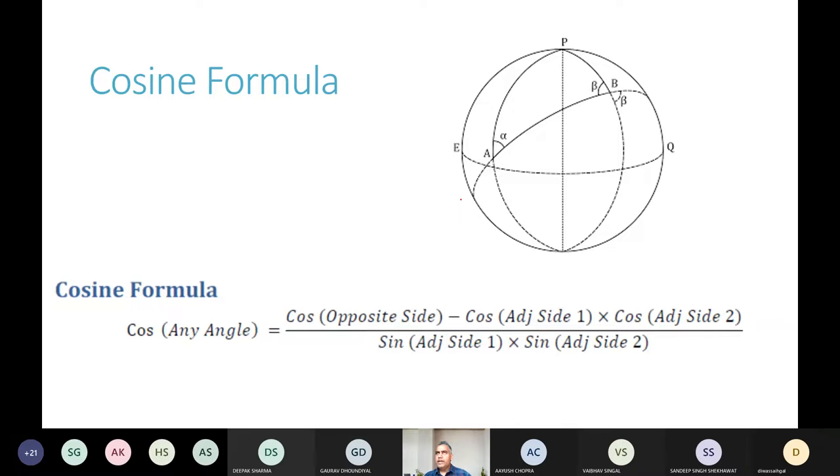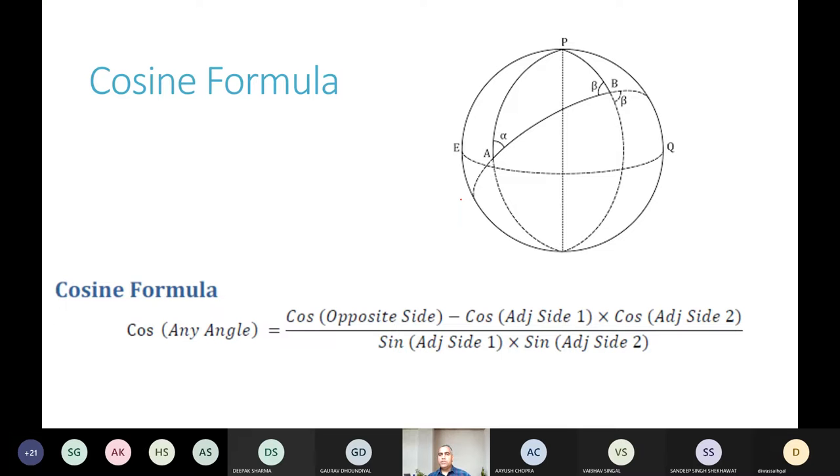Now, solving the spherical triangle means that out of these six parts, if some of the parts are known to us, let us say I know all the three sides, then using these formulas, I can calculate the unknown parts of the triangle. So in this case, if three sides are known to us, the unknown parts are the three angles. By using these formulas, we can calculate the angles. So that is what we mean by solving a spherical triangle.